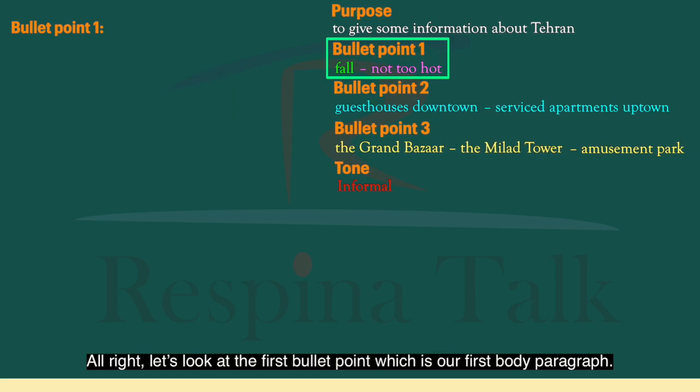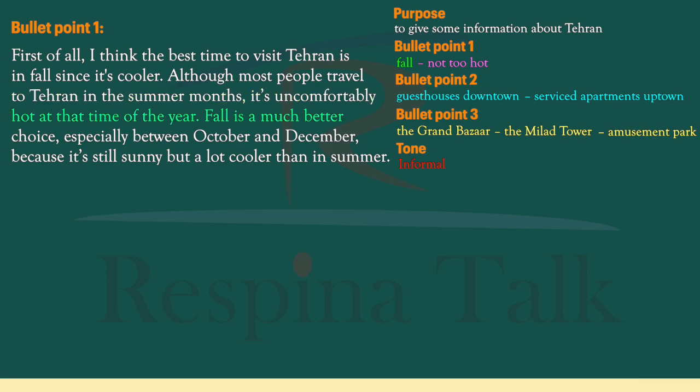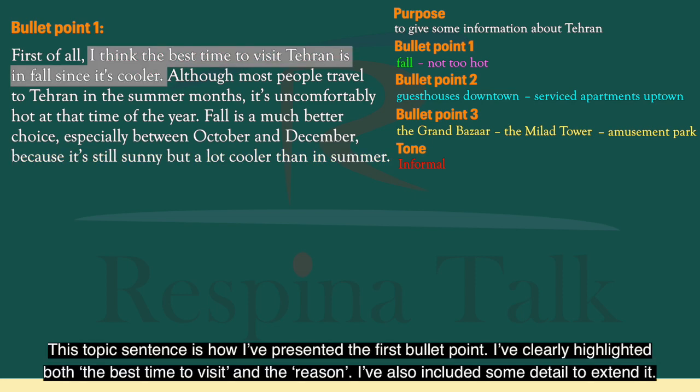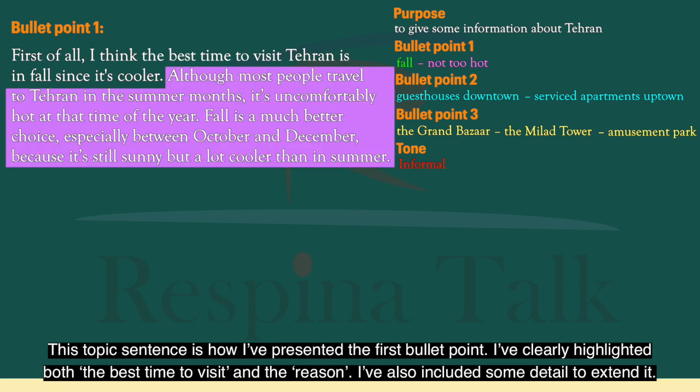All right, so let's look at the first bullet point, which is our first body paragraph. First of all, I think the best time to visit Tehran is in fall, since it's cooler. Although most people travel to Tehran in the summer months, it's uncomfortably hot at that time of the year. Fall is a much better choice, especially between October and December, because it's still sunny but a lot cooler than in summer. This topic sentence is how I have presented the first bullet point. I've clearly highlighted both the best time to visit and the reason. I've also included some detail to extend it.